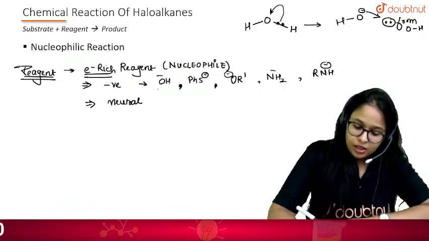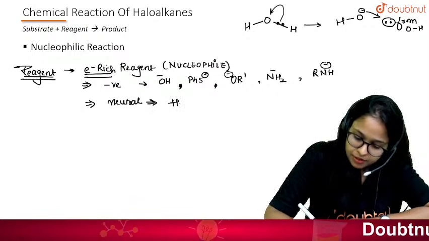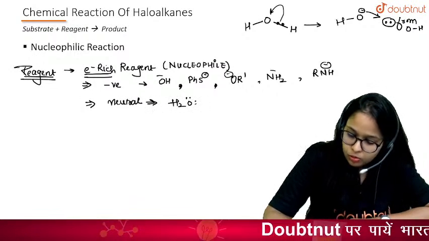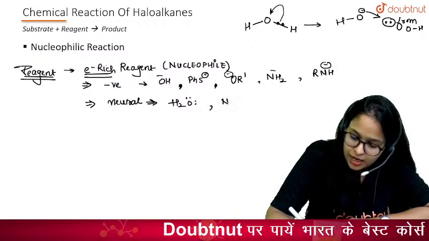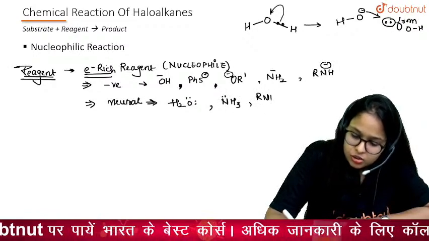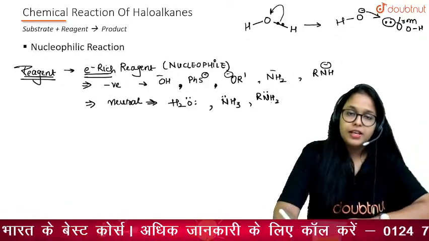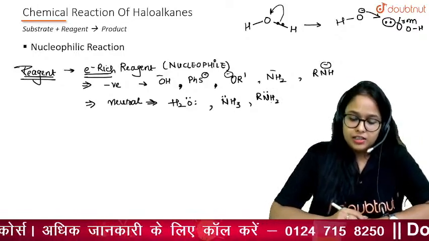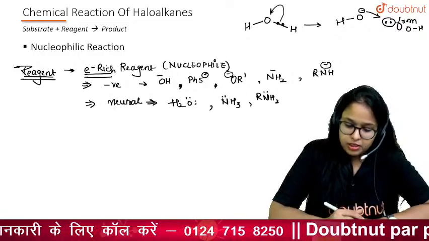We also have neutral nucleophiles. For example, we have water. The lone pair exists on the oxygen atom of water. Similarly, we have ammonia, RNH2 and so on. They are neutral, but they have a lone pair, hence they act as electron rich reagents, right?